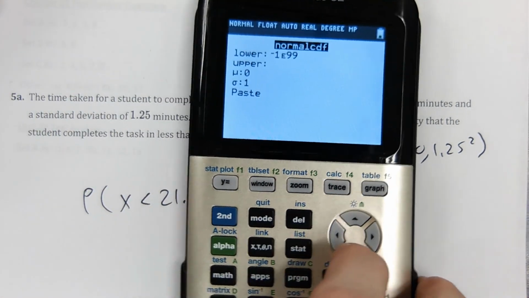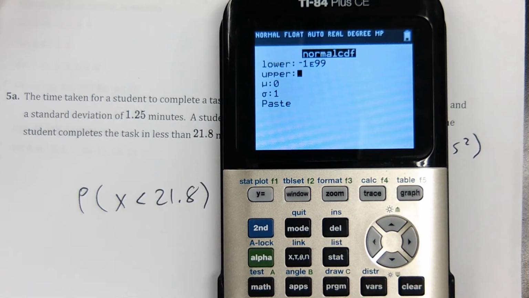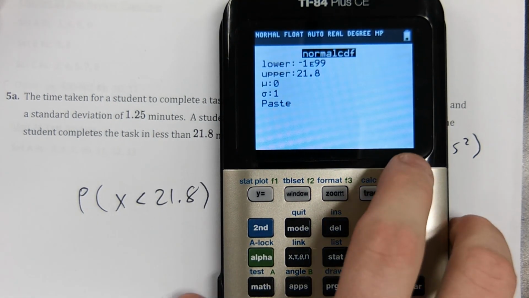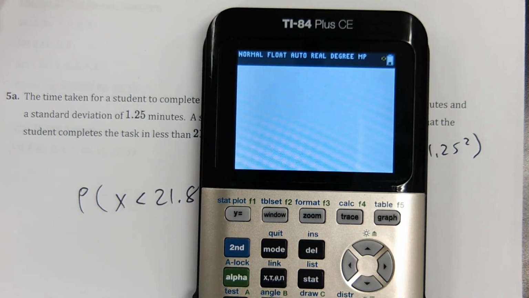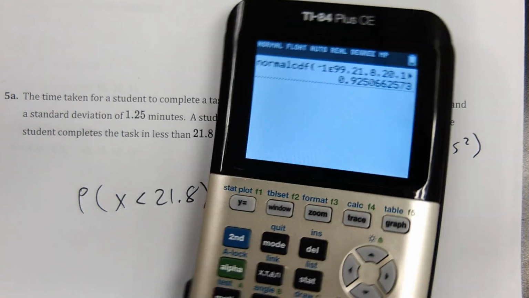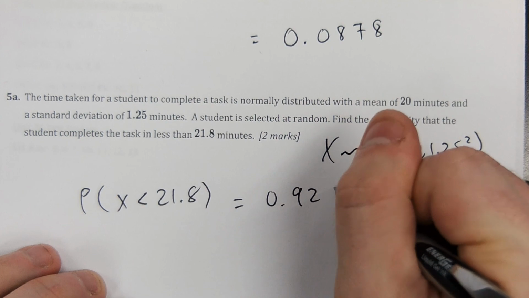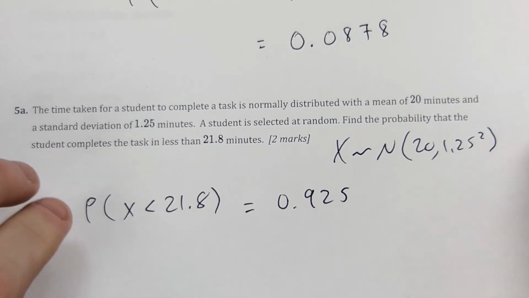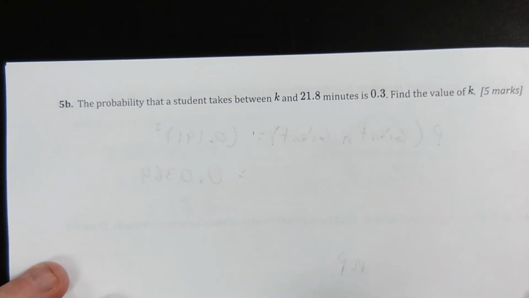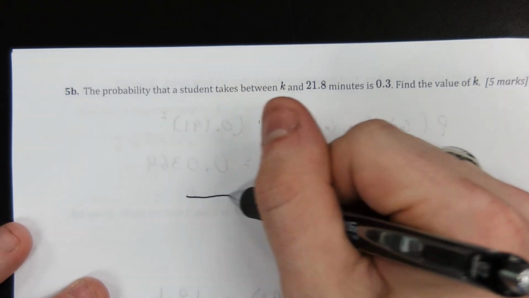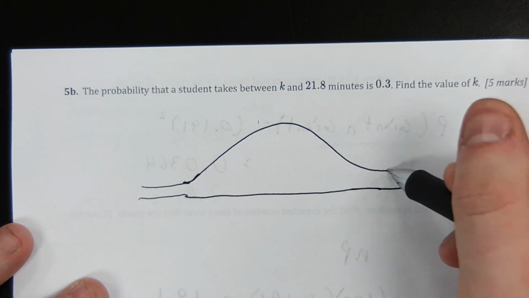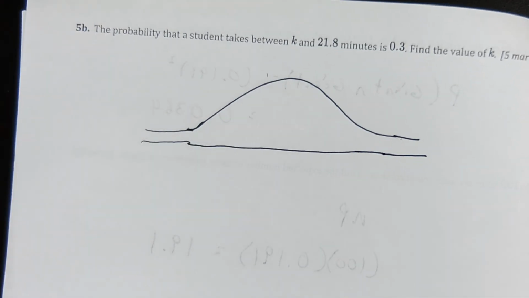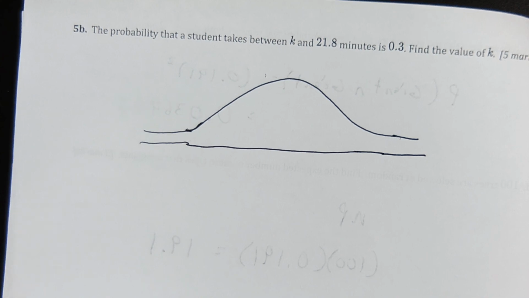Normal CDF, and our lower bound is negative infinity. Our upper bound is 21.8. Mu is 20, and standard deviation 1.25. That gives 0.925. And then the very last question, the probability that a student takes between an unknown number and 21.8. Wow, that's one of the worst bell curves ever. What did you use for the last question? Normal CDF because we're going to the left on a normal distribution.